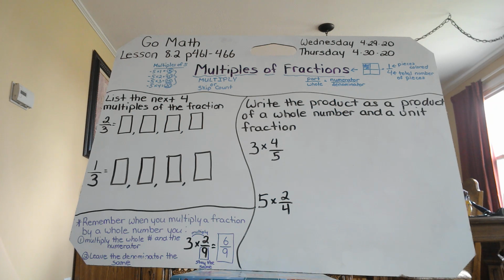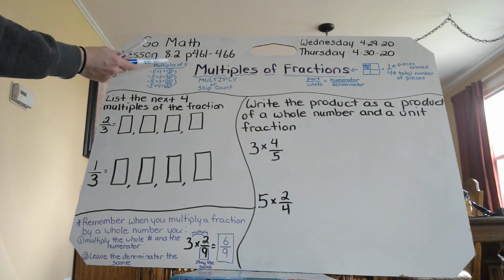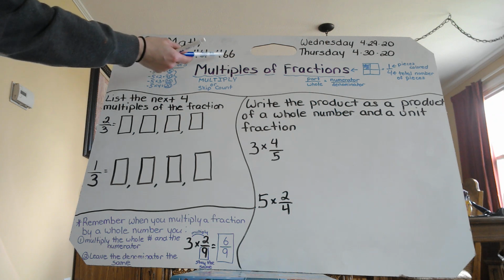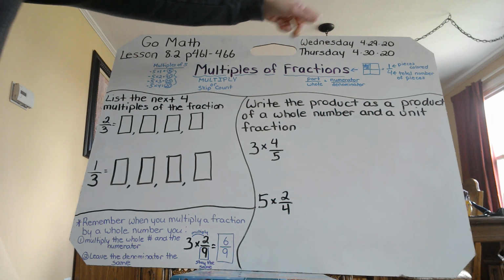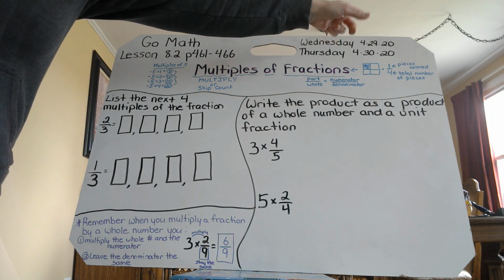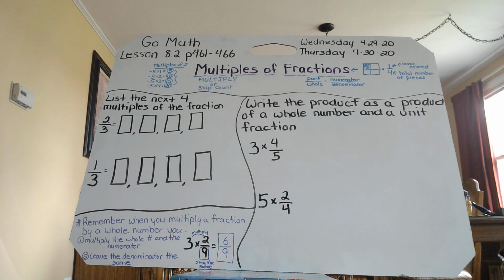I also want to let you know that Chapter 8 in our Go Math textbook is a lot of similar topics. So Chapter 8 is very tiny. There's only 5 sections in Chapter 8, so we are going to get through it by the end of next week. Today, we are going to talk about Lesson 8.2, which is page 461 to 466. And on your calendars, it's Wednesday, today, April 29th, and tomorrow, April 30th.